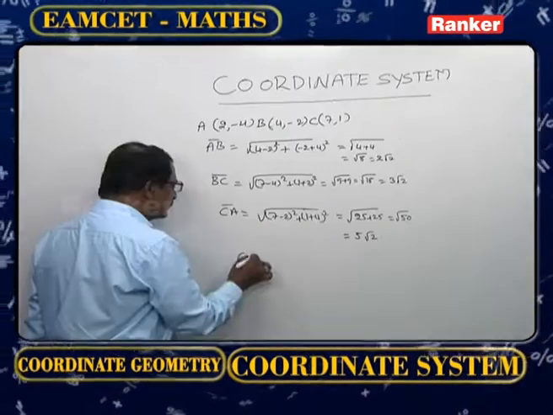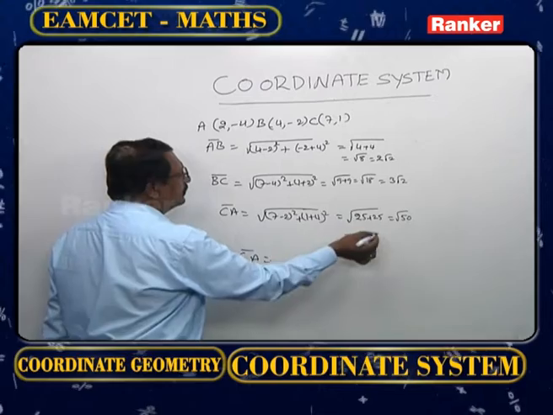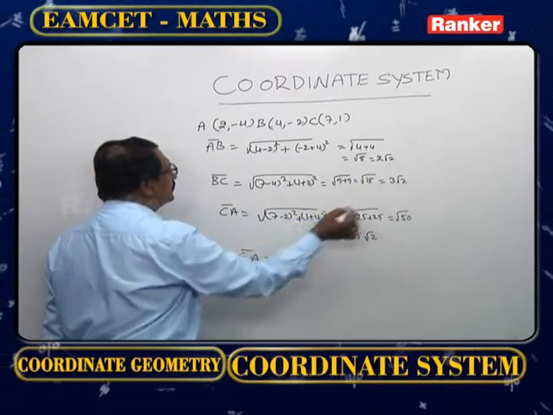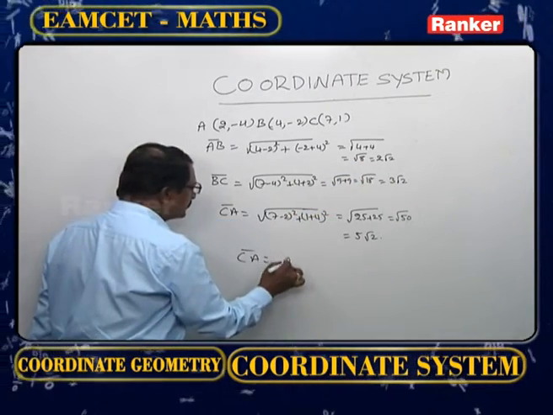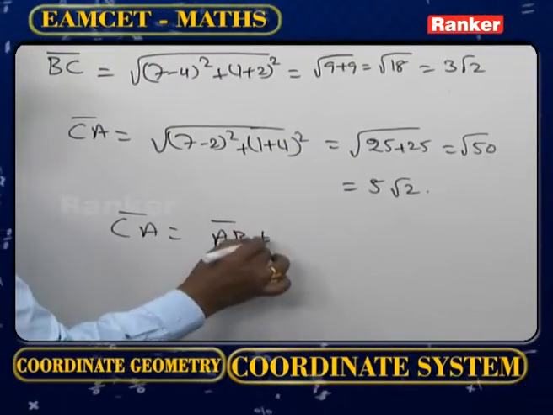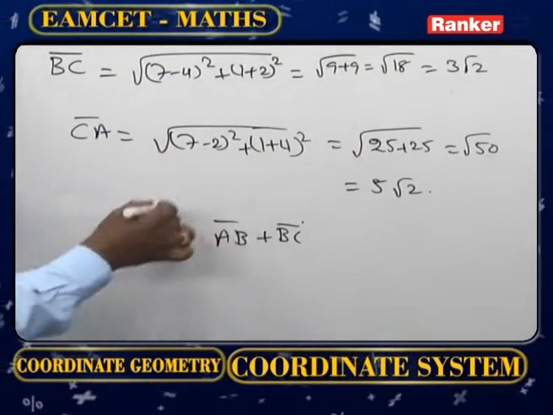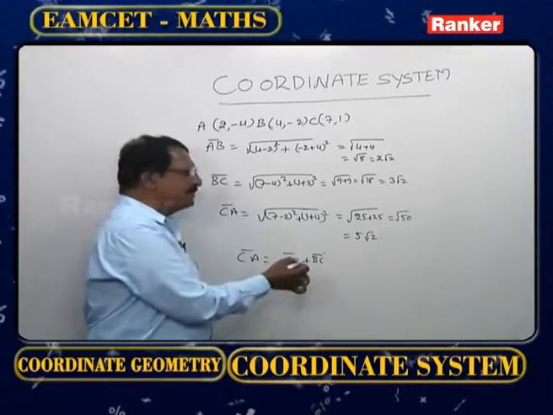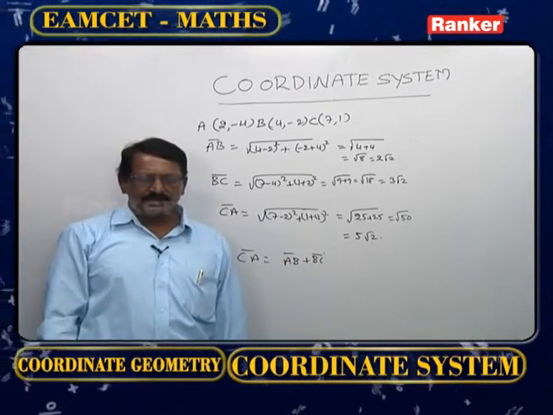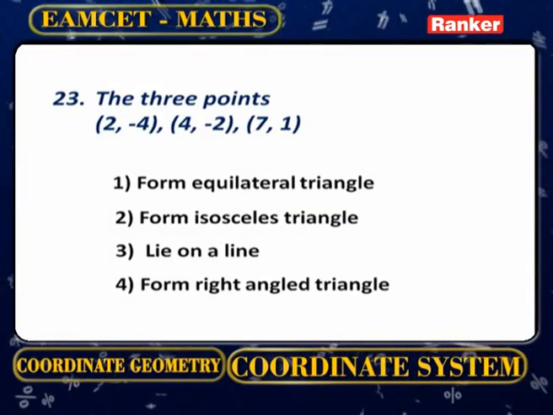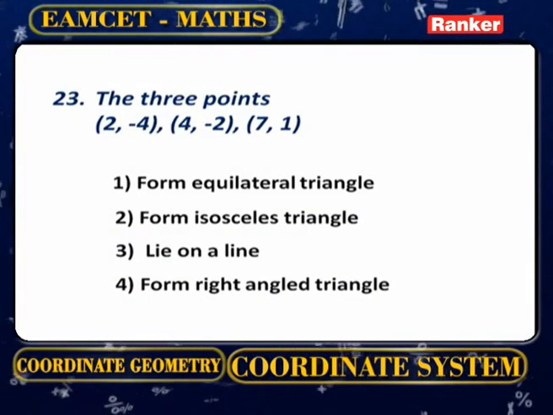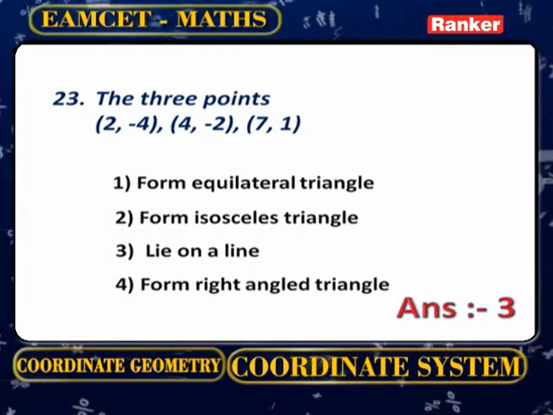Then CA equals 5 root 2, that equals 2 root 2 plus 3 root 2, AB plus BC. Now CA equals AB plus BC, then the 3 points are collinear, or lie on a straight line. Third option is correct. Next problem.